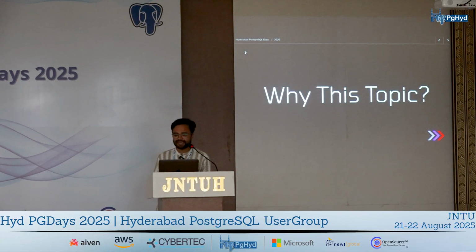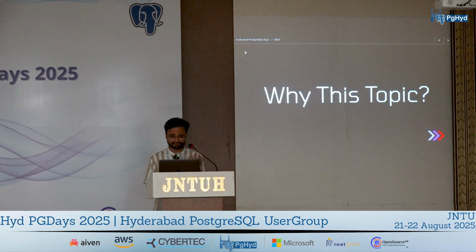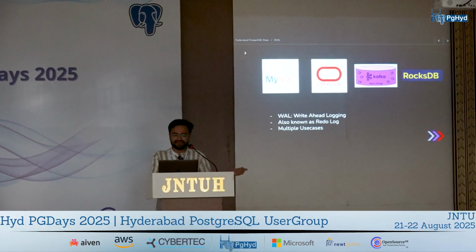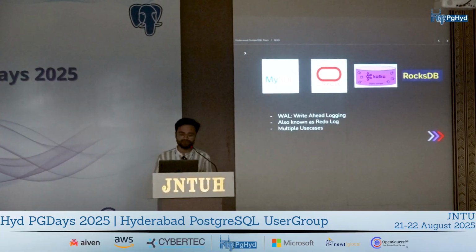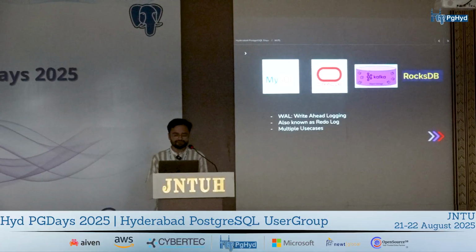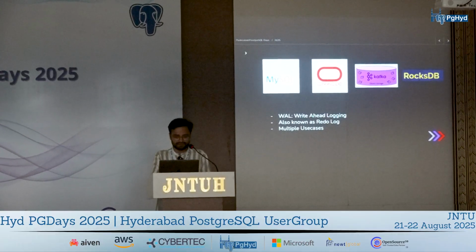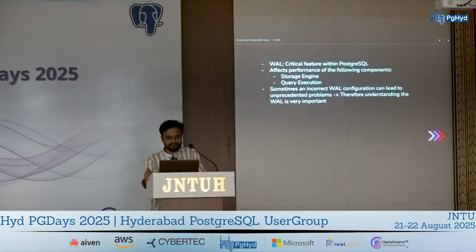At the same time, it is one of the most critical components within Postgres that powers a lot of very useful features. The WAL has been implemented across multiple databases like MySQL and Oracle. We even have the implementation of WAL within Kafka. So WAL has multiple use cases. As I said, WAL is a very critical feature within Postgres.